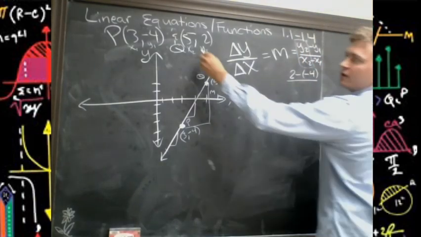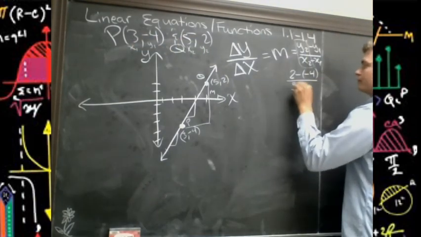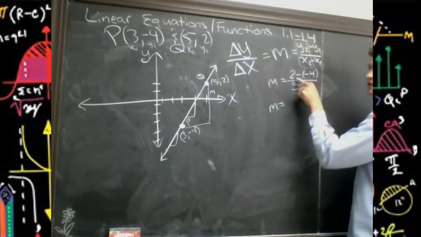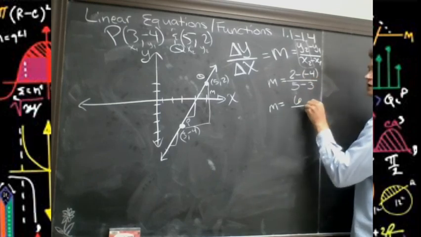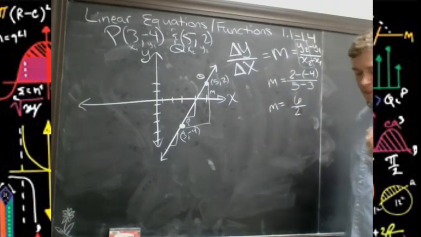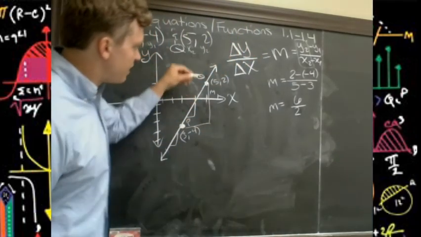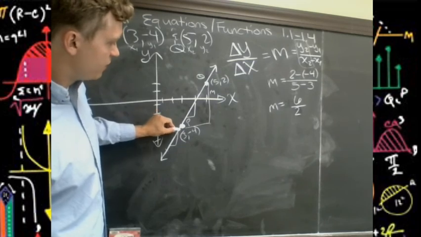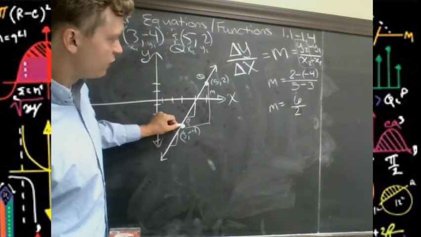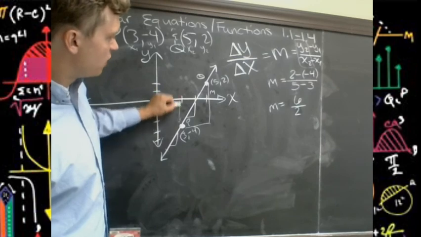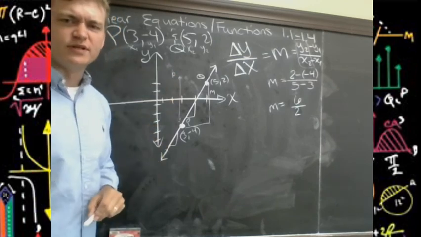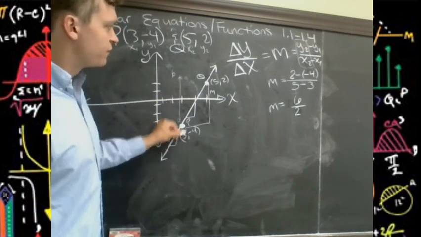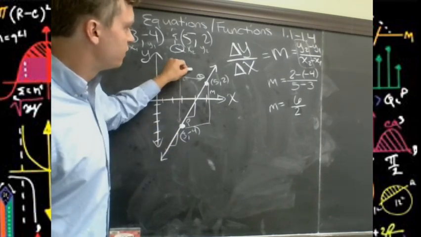x2 minus x1, 5 minus 3. All right, so what is m here? As we stated, 2 plus 4 is 6, and 5 minus 3 is 2. This tells us that between these 2 points, to go from -4 to 2, we had to go up 6 units. To go from 3 to 5, we had to move to the right 2 units.